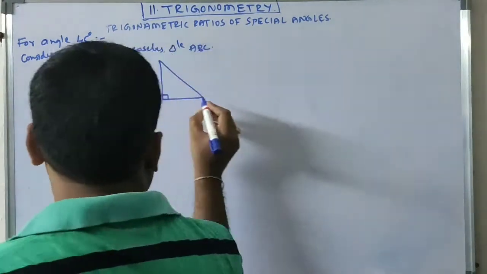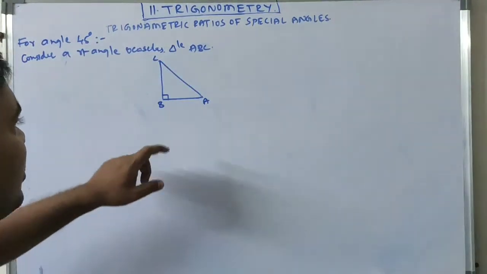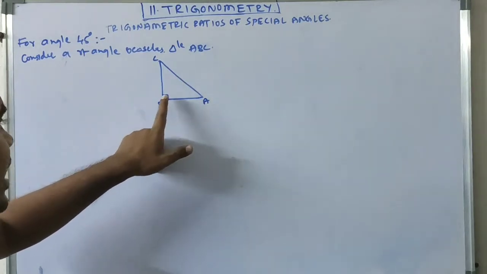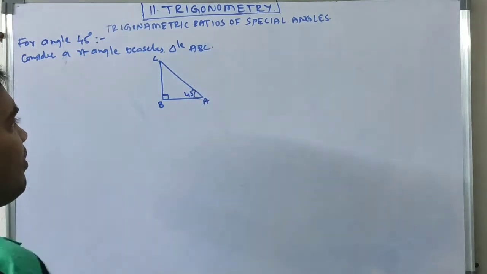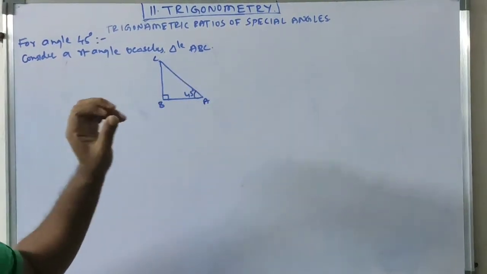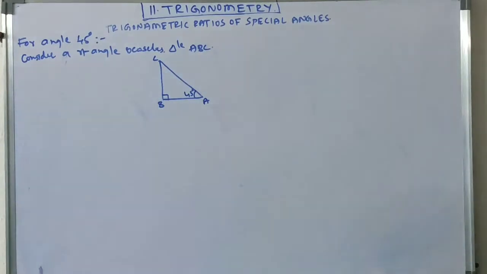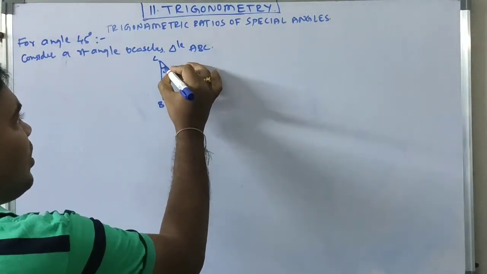In this triangle ABC, this is a right angle. If one of the angles I am taking is 45 degrees, then by the angle sum property of a triangle, the remaining angle is also equal to 45 degrees. That's why we are taking a right angle isosceles triangle. In this right angle isosceles triangle, this angle is also equal to 45 degrees.